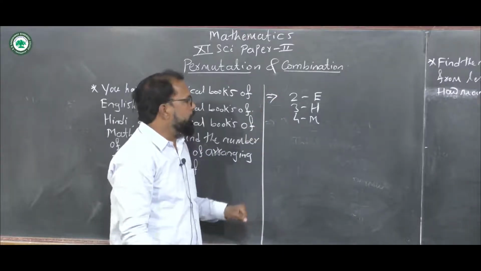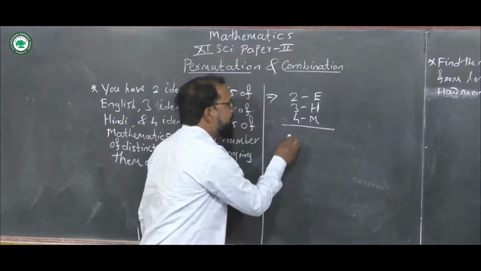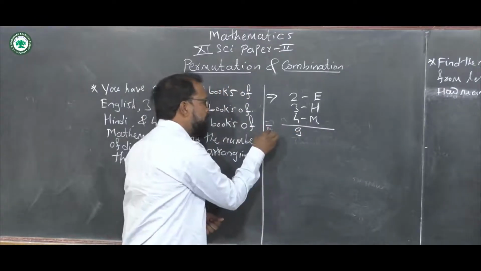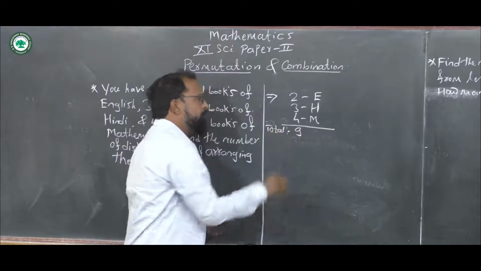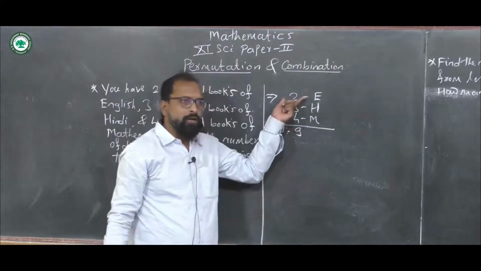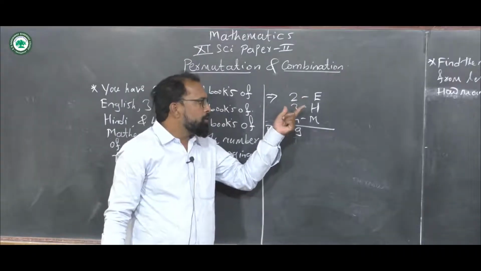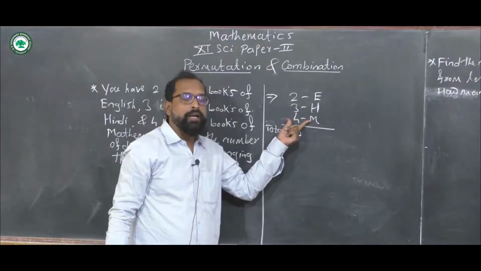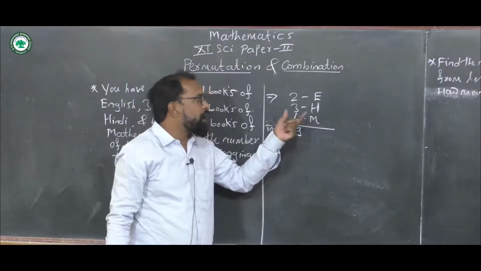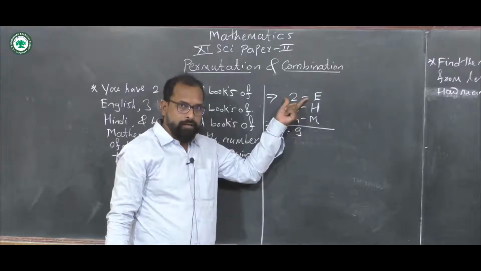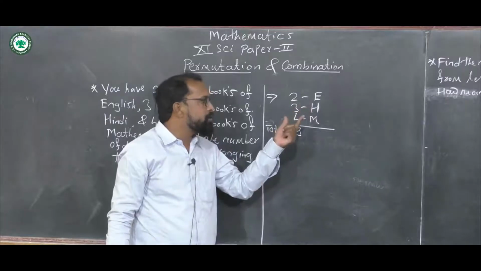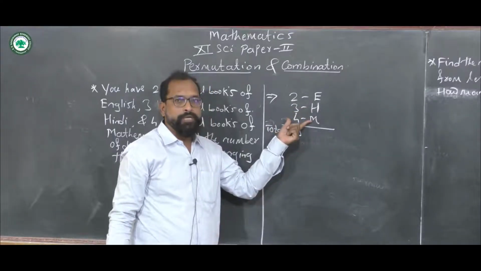Now here the total number of books will be 9. Total books are 9, in which 2 English books are identical, 3 Hindi books are identical, 4 mathematics books are identical. It means that there are 2 identical objects, 3 identical objects and 4 identical objects.